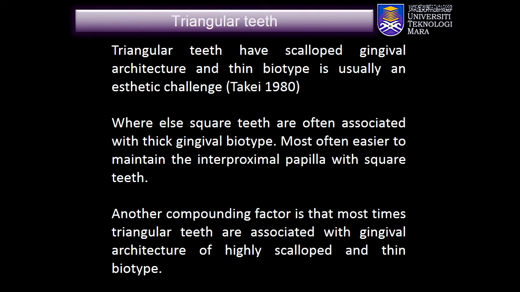Next, we will look at the shape of tooth as one of the aesthetic risk factors. Triangular teeth are often associated with gingival architecture of highly scalloped and thin biotype. This usually is an aesthetic challenge, whereas square teeth are most often associated with thick gingival biotype, and it's easier to maintain the interproximal papilla with square teeth.